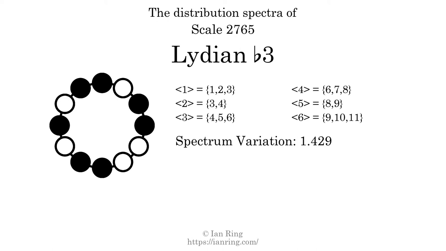The spectrum variation is the sum of all the widths, divided by the number of tones. The spectrum variation of this scale is 1.429. Since the variation is greater than 0, this indicates that the scale is not perfectly even. The highest spectrum width is 2. Since this is greater than 1, we know that this scale is not maximally even.